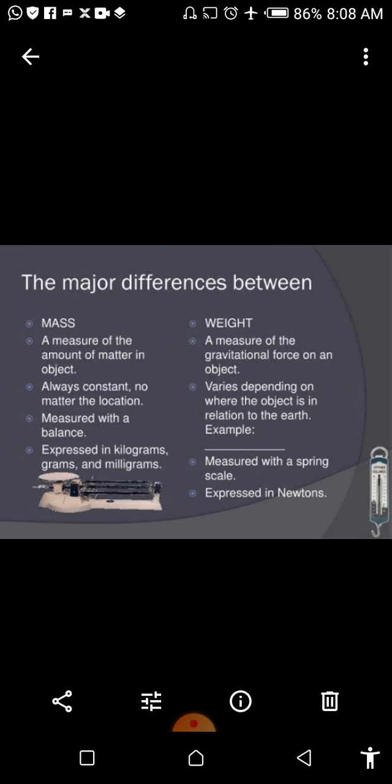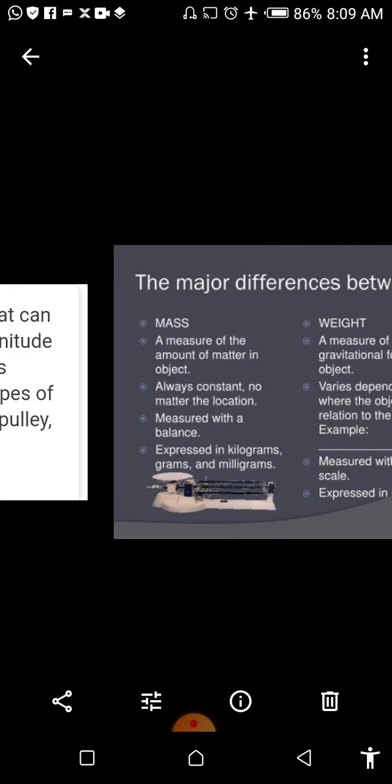It changes from place to place, depending on how much the distance is between the object and the center of the earth. Clear? And mass is measured in kilograms, grams, and milligrams, whereas weight is the amount of gravitational force, and the Newton is the unit of force, so Newton is also the unit of weight. And we measure weight by spring balance, whereas we measure mass using a simple balance.